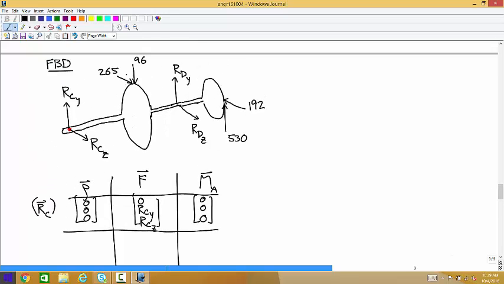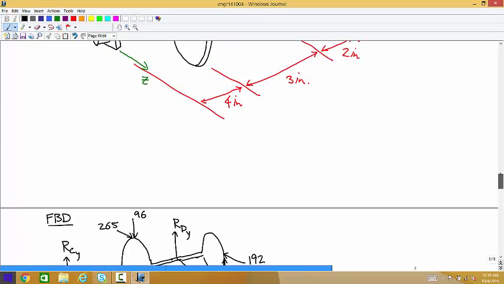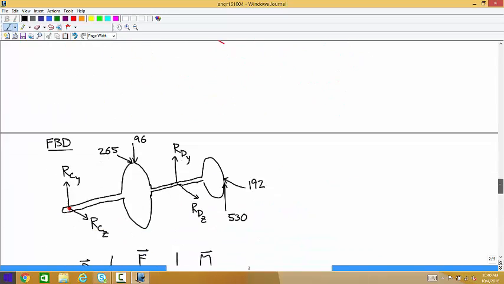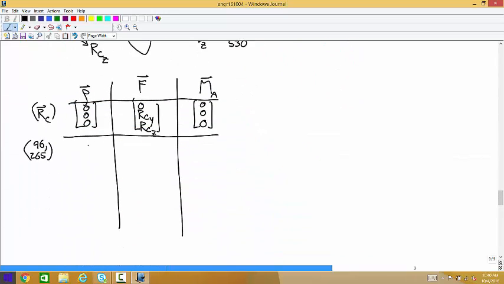And now let's go to where this 96 and 265 is applied. We can do that all at once. So the location is 4 inches in the positive x direction, and then 1.5 inches in the positive y direction. So the rho vector is positive 4, positive 1.5, 0.